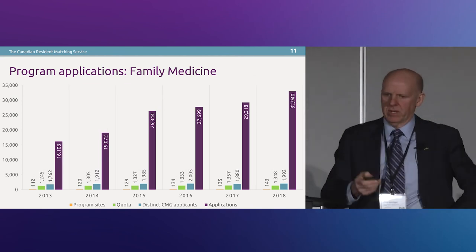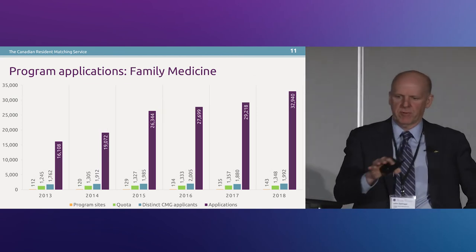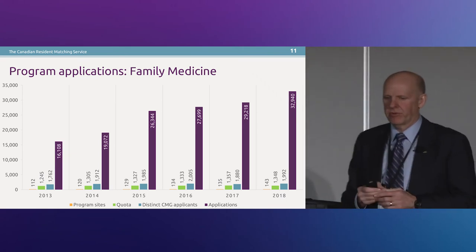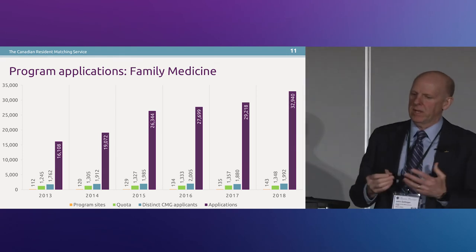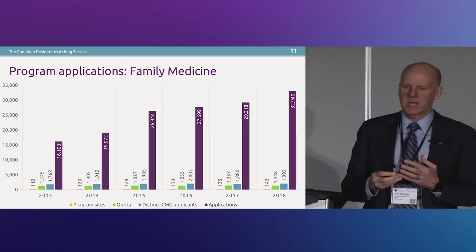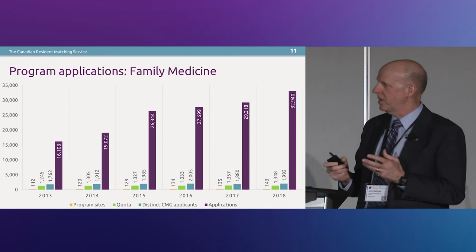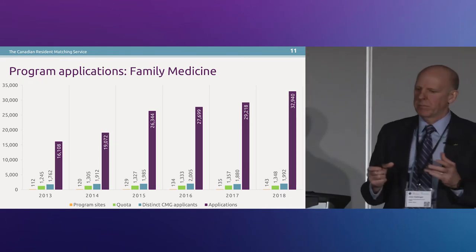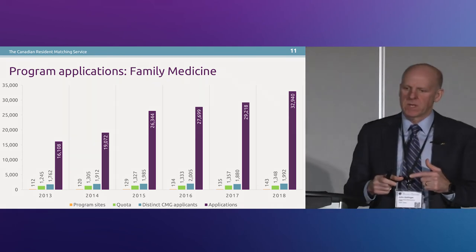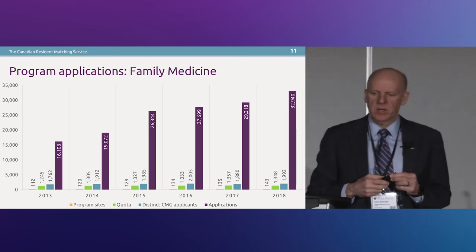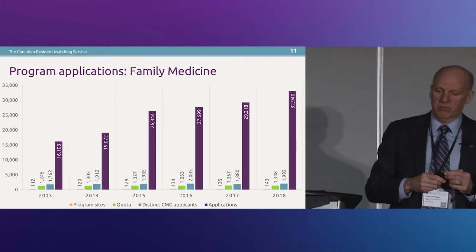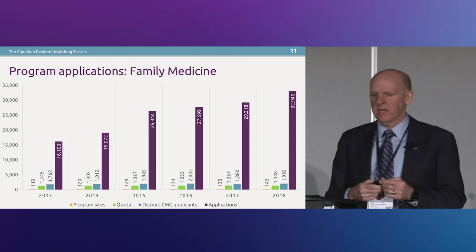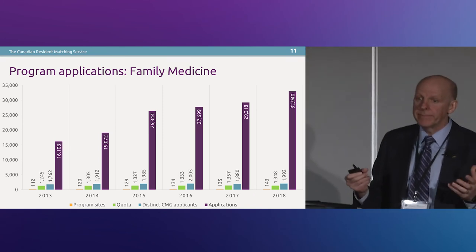This now is a slice of that. So this is for family medicine. And you can see here, if you were to do the math, which we've done, that in 2015, less than 13 per applicant, and 20 applications per position. 2016, we had the peak number of applicants. So the number of applicants to family medicine went down between 2016 and 2018. However, the applications continued to go up.